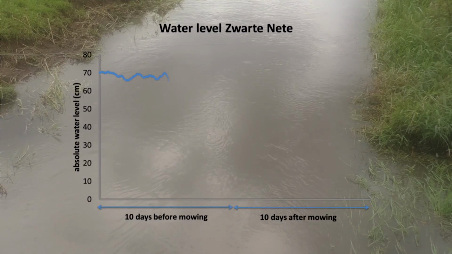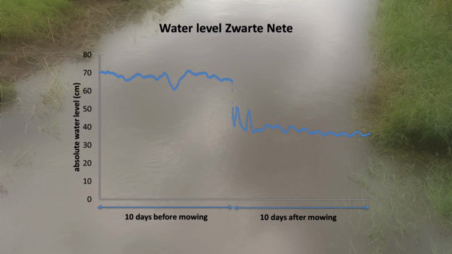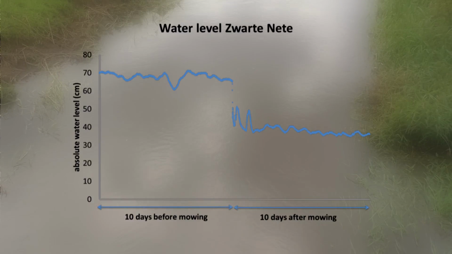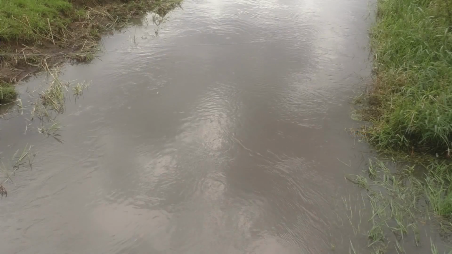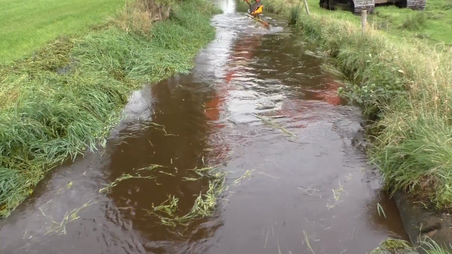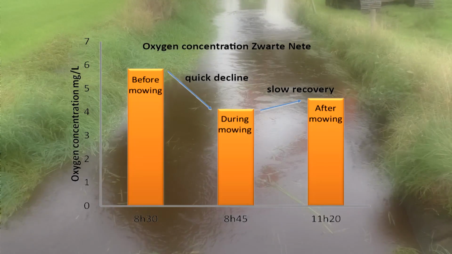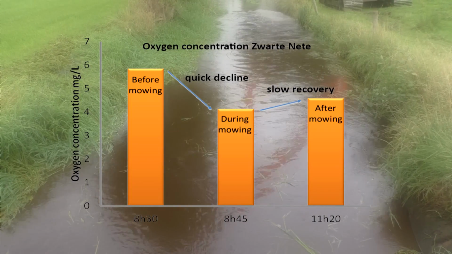The removal of the water plants clearly had a significant effect on the water level. It decreased by about 30 centimeters, which is around 30% of the total water depth. Also, the current velocity increased, which means that the drainage is improved. However, the effects on ecology are largely unknown.